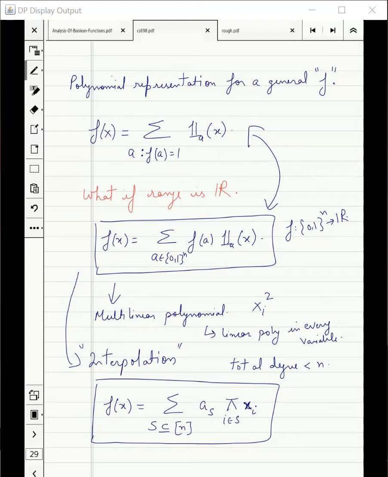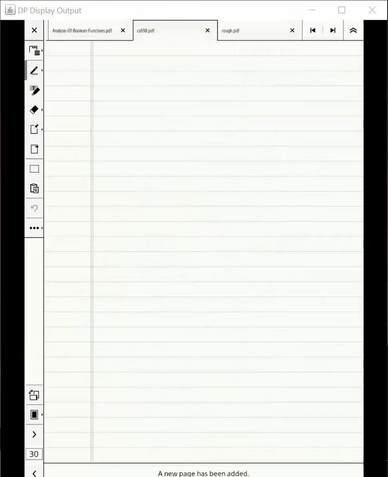Many of these a's can be 0. That's not a problem. But finally, my function will look like this. Sounds good? Yes. Good. Since it is all clear to you, then it is your time to answer the question.